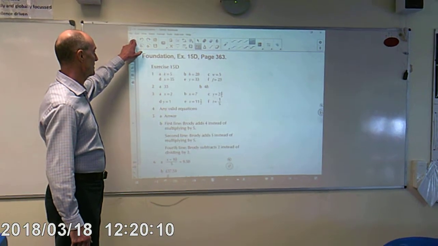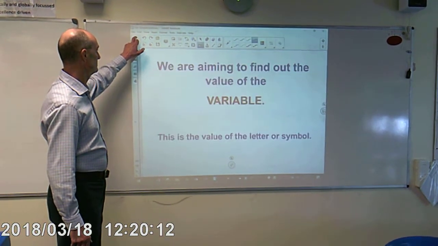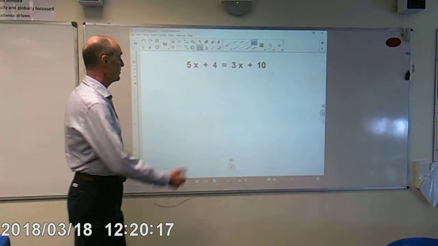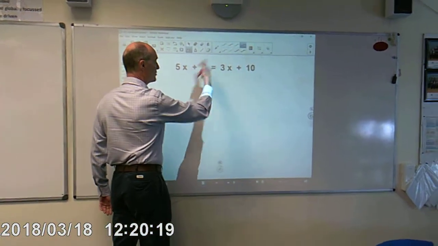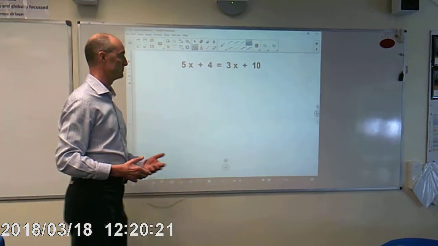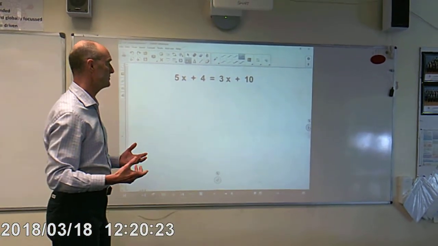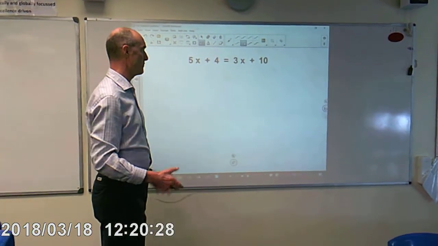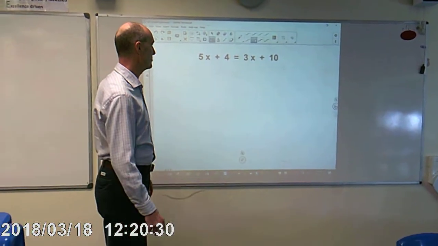Now we will go on to the next level. Okay. Now we've got the case where we've got the variable, we've got the x on both sides. So we've got to do a little bit more work now to solve this. We're trying to get x on its own. That's what we're aiming for. x equals something at the end of the process.